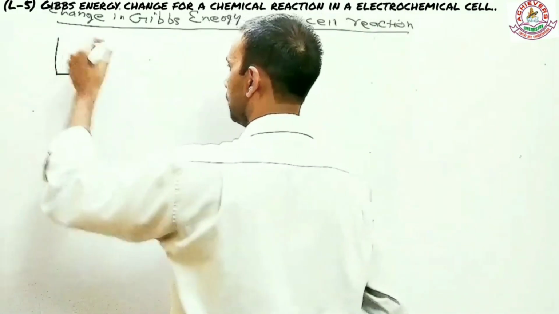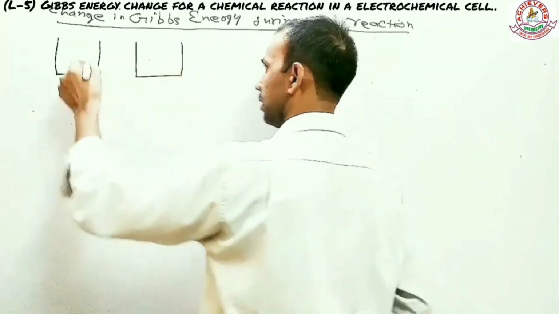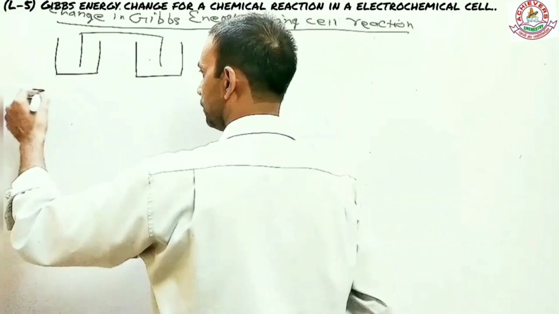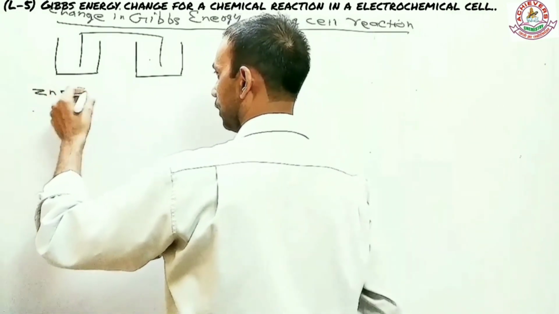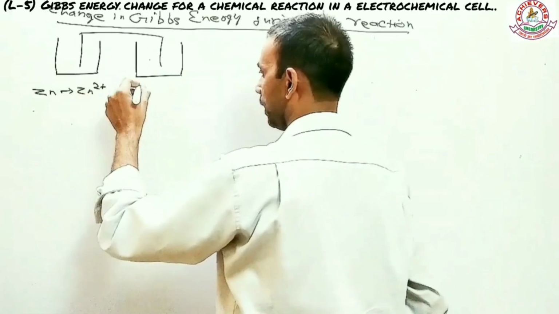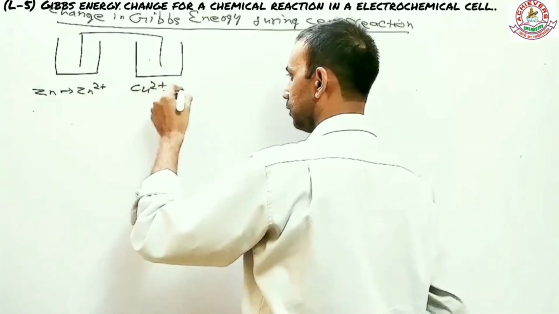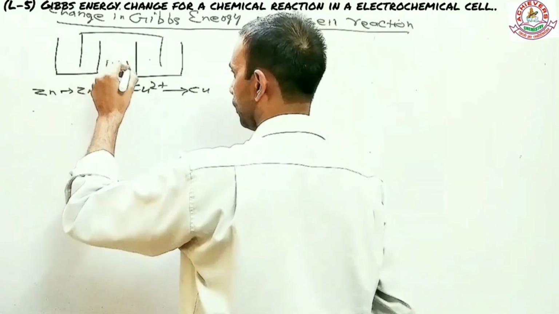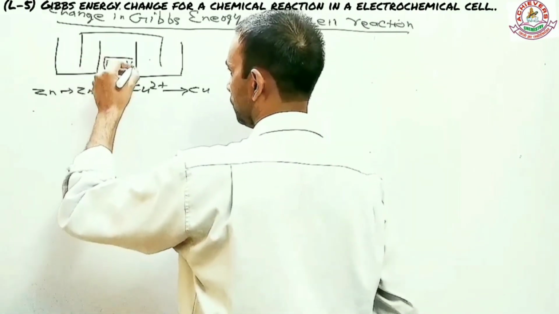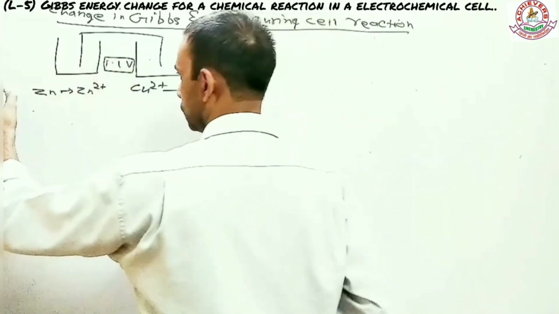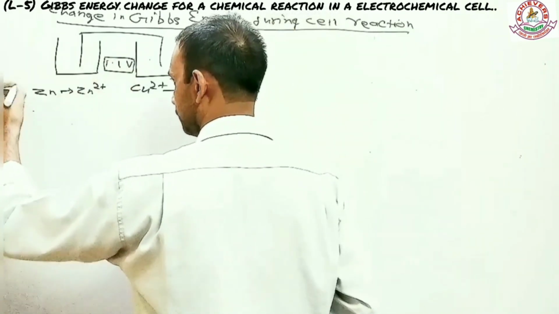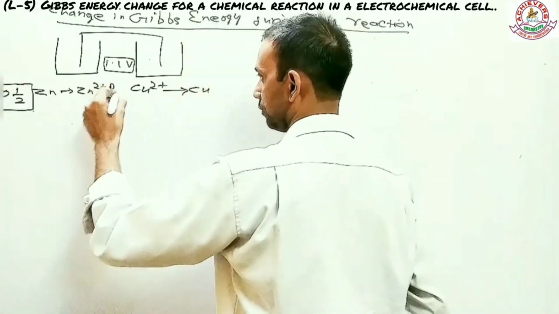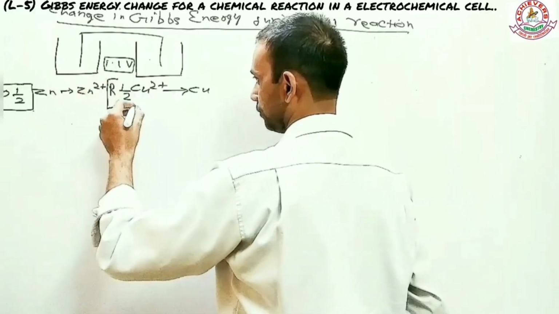If you remember, we had this galvanic cell. I'm not covering every part of that, just repeating it very briefly. This one represented zinc undergoing oxidation, and this one represented copper undergoing reduction. The cell potential here was 1.1 volt. This was your oxidation half, and this one was your reduction half.